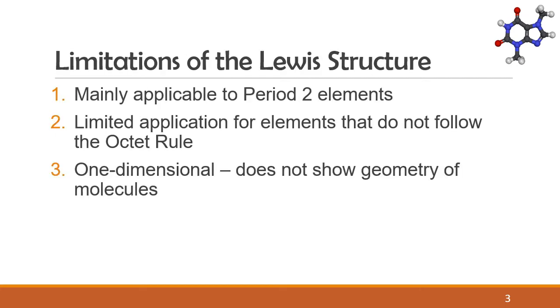The Lewis bonding theory gives a simple explanation for how covalent compounds form. Although this theory makes it easy to understand covalent bonding, it has its limitations. First of all, it is mainly applicable to elements in period 2 of the periodic table. Second, it has limited application for elements that do not follow the octet rule. Third, it is one-dimensional. It does not show the shape of molecules.